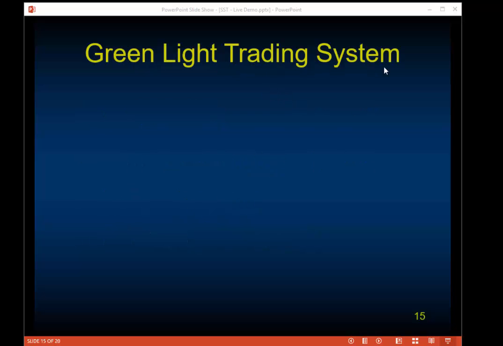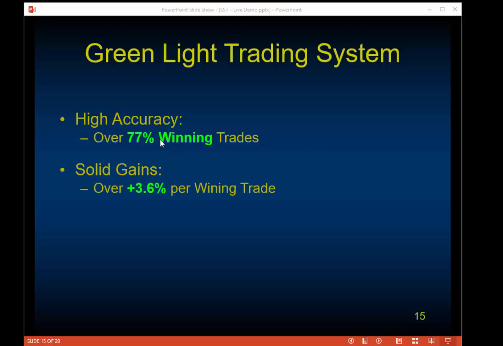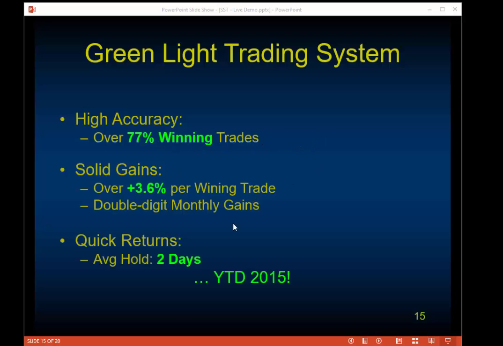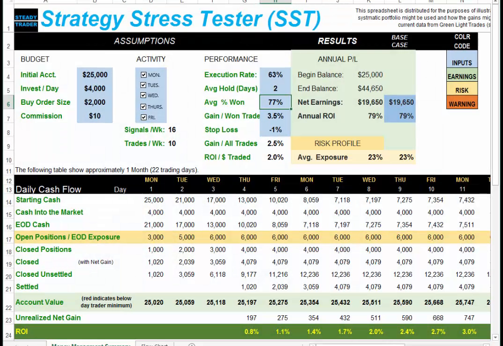Simple math. Now the system, the stress tester itself, the model, we've preloaded it with our own system, the Greenlight system, just as a starting point. You can plug in any values you want for your own systems. The Greenlight is a very accurate system: 70% winning trades, 3.5% per winning trade, 2-day holds, and this is what we're seeing this year in 2015. But again, you can put in any numbers you want for your own systems, and let's go over to the model itself. Take a look at it.